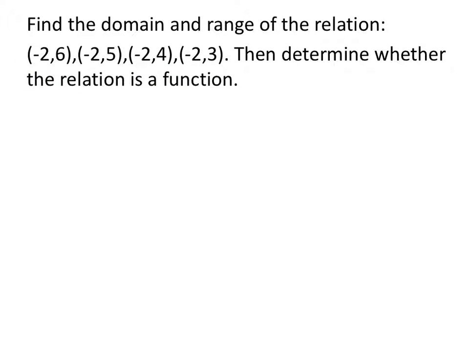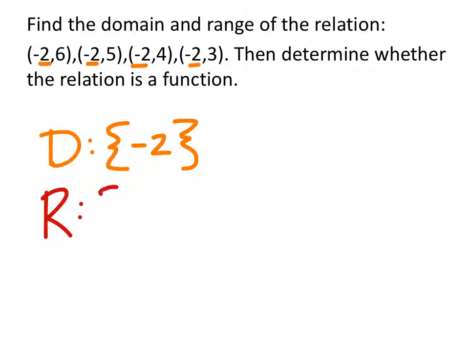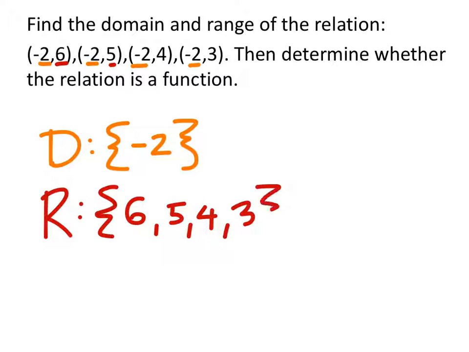Alright, so let's determine the domain and range of this set of values. So the domain, again, we need some fancy brackets, and I'm just looking at x values. All I have are -2s. So there's the set of x values. Next up, the range. Again, we do need fancy brackets. It's all of the y values. I've got 6, 5, 4, and 3. And some fancy brackets to close that off.